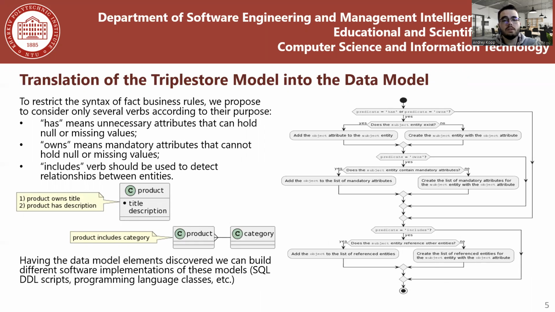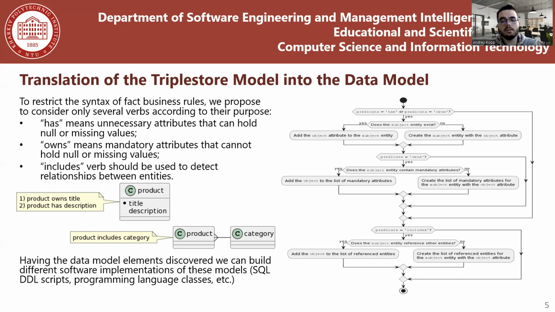To restrict the syntax of business rules, we propose to consider only several verbs according to their purpose. Has, which will mean unnecessary attributes that can actually hold the null or missing values. Owns, which means that mandatory attributes are described and they cannot hold null or missing values. And includes verb that should display the relationship between certain entities.